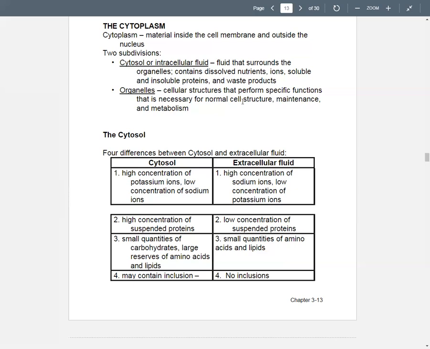So how is the cytosol different from the extracellular fluid? Well, the cytosol has a high concentration of potassium ions and a low concentration of sodium ions. It's the reverse in the extracellular fluid, which has a high concentration of sodium ions and a low concentration of potassium ions. And that's really important in that sodium-potassium pump we talked about earlier.